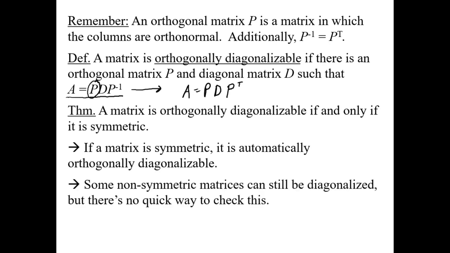Some non-symmetric matrices can be diagonalized. Actually, I'm not going to say some, lots of non-symmetric matrices can be diagonalized. We've already seen a bunch of them, but there's no quick way to check this. We can't just look at it and say it's diagonalizable or not. We have to go through and find the vectors. But if you look at a matrix and say it's symmetric, right away, it is automatically diagonalizable. And not only that, it is orthogonally diagonalizable. That matrix P is an orthogonal matrix, not just any old matrix.